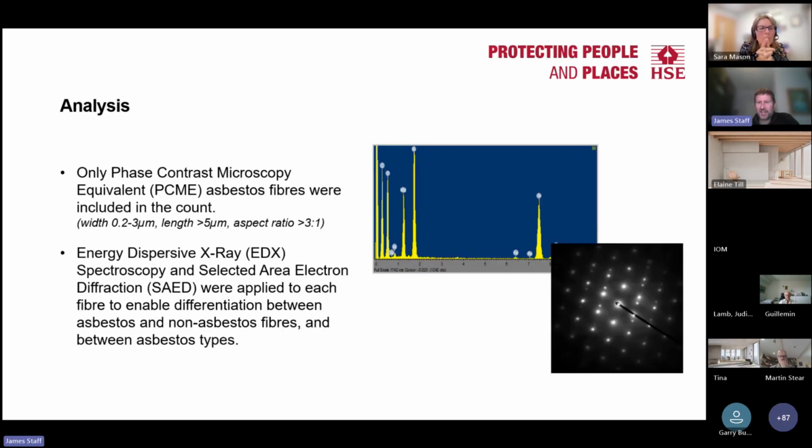So for the TEM analysis, we counted PCM equivalent, or PCME, fibres to make the data as comparable as possible with PCM analysis. So these are fibres with the same dimensions you would expect to see during a PCM analysis. That is a length greater than 5 microns, a width between 0.2 and 3 microns, and an aspect ratio greater than 3:1. We used two additional techniques, energy dispersive X-ray spectroscopy, or EDX, and selected area electron diffraction, or SAED, on the TEM to allow us to differentiate between asbestos and non-asbestos fibres and between the different asbestos types.